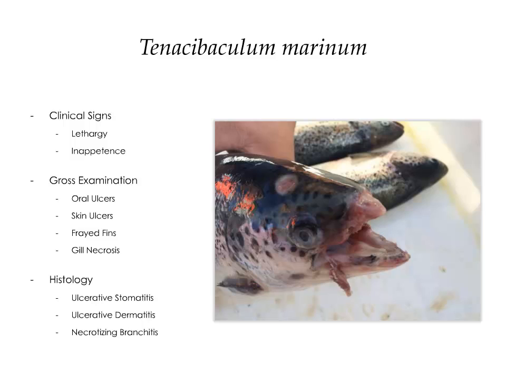Clinical signs associated with mouth rot include lethargy and inappetence, which is unsurprising. On gross examination, there's extensive ulceration of the oral mucosa. Other lesions include skin ulcers and frayed fins. As previously mentioned, if infected plaques break away, they can wedge in the gills and cause gill necrosis. Histologically, lesions include ulcerative stomatitis, ulcerative dermatitis, and necrotizing bronchitis.